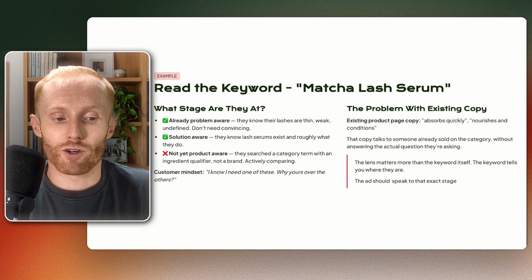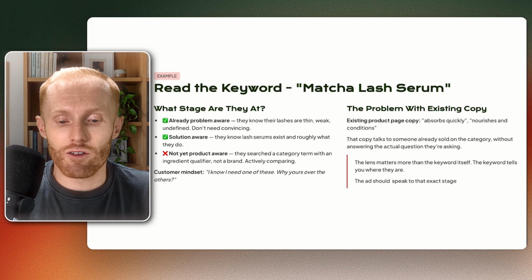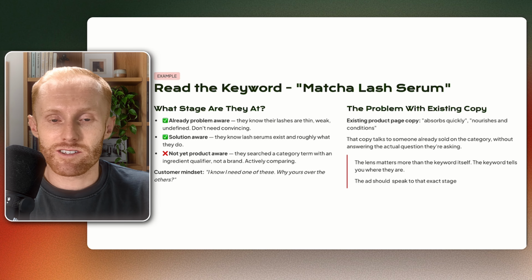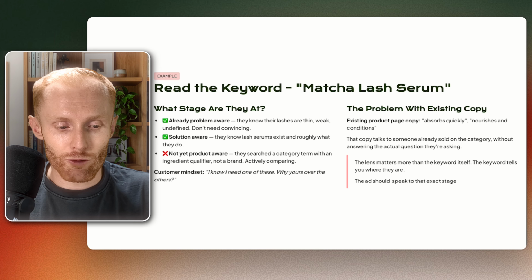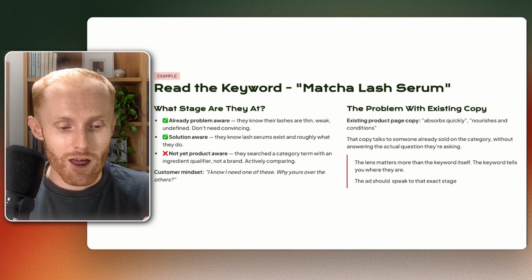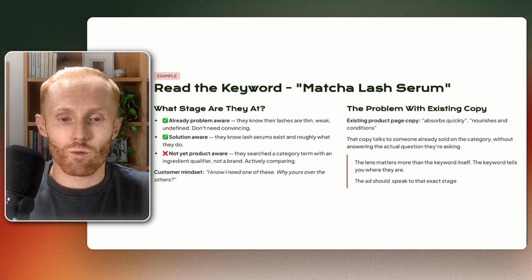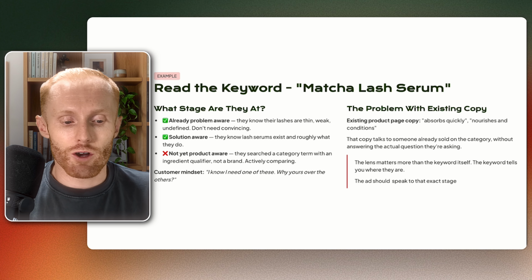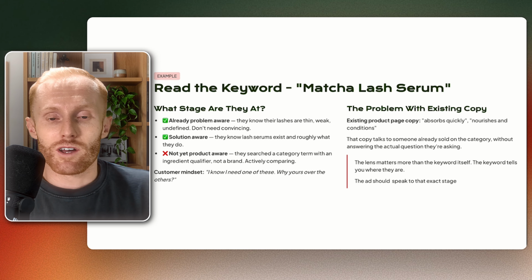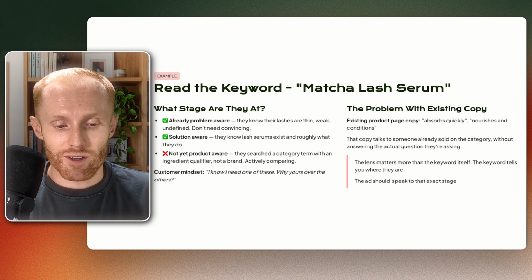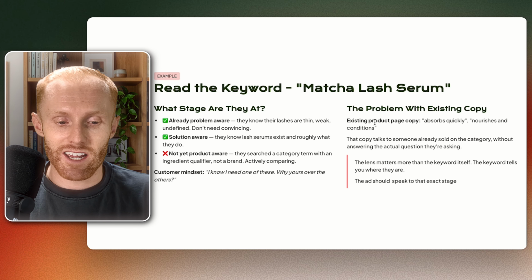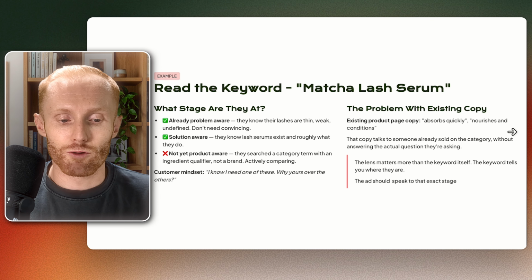They may be aware of this product before, but they haven't searched for that. They're at the point of evaluating options. So they've searched for a category-based term, a matcha serum, with an ingredient in it. So they're actively comparing. So if you get into the mindset of the customer there, they know they need one of these serums, but it's your job to show them why they should buy yours over other customers. So we're looking to speak to this person who's sold on the category without answering the actual question they're asking. So the ad needs to speak to that exact stage. And it's really important you think of this through that lens.